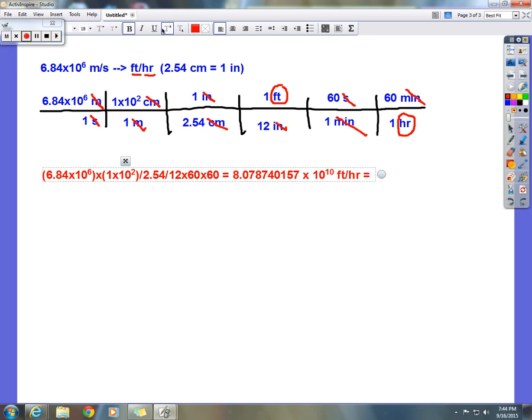But we didn't start out with that many sig figs. We only started out with 3, so we should have 3 sig figs in our answer, so that should be 8.08 times 10 to the 10th feet per hour.